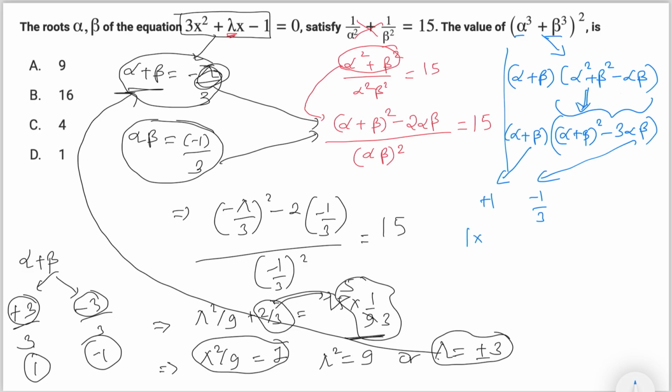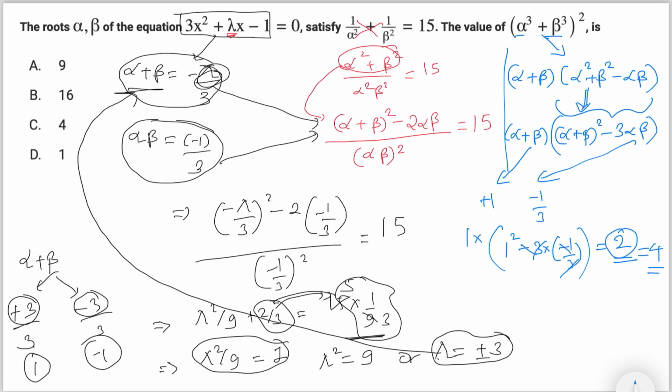So putting it here, we get 1 into alpha plus beta the whole square, which is 1 square minus 3 into minus 1 by 3. Okay, this is 1. Minus 3 into minus 1 by 3 will be minus and minus plus, and 3 ones are 3. 1 square plus 1 will be 2. So alpha cube plus beta cube, the value comes out to be equal to 2. But they're asking you alpha cube plus beta cube the whole square. And we have got alpha cube plus beta cube as 2. So the final answer would be 2 square, which is 4.